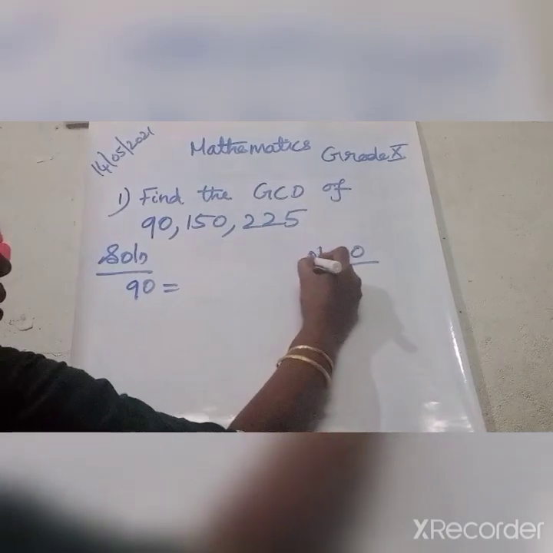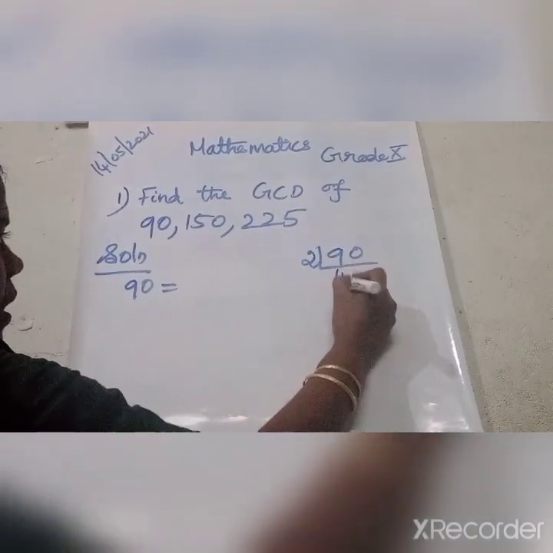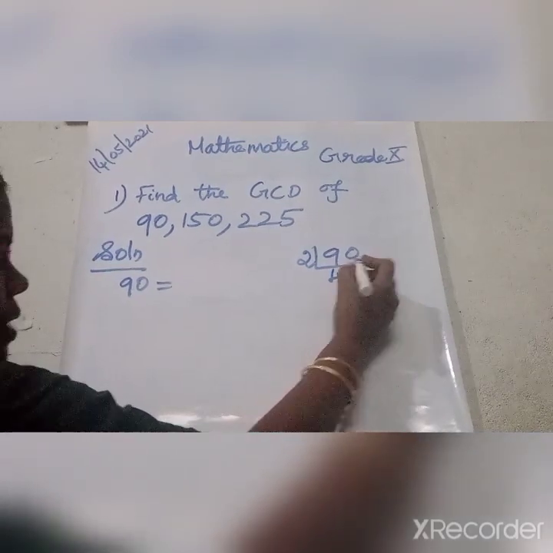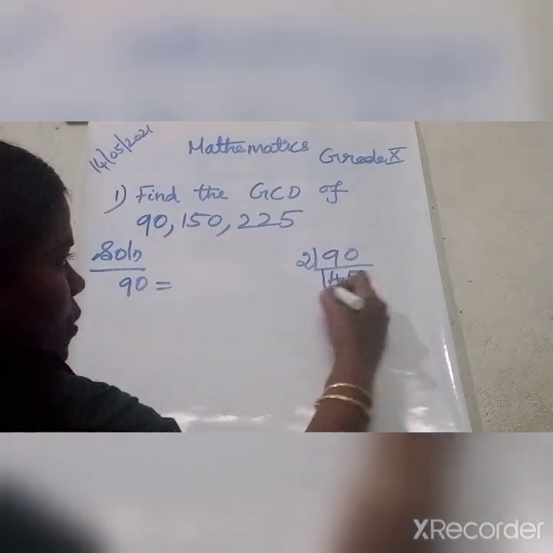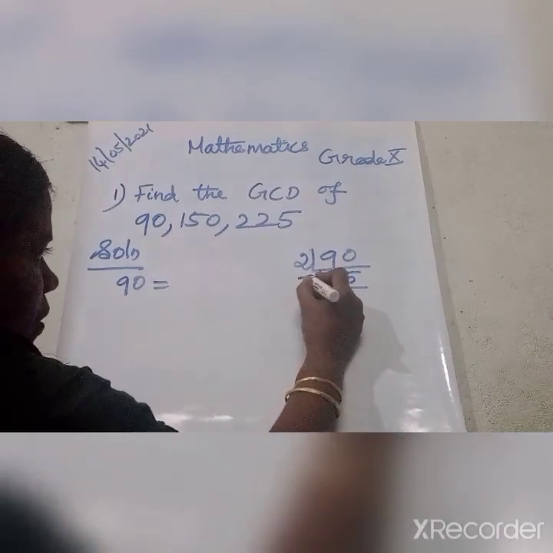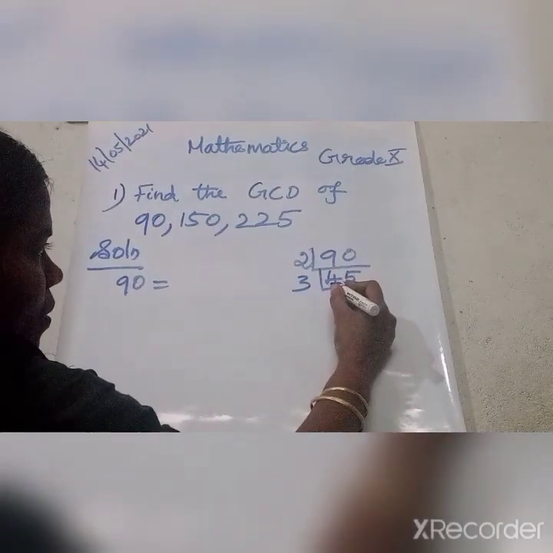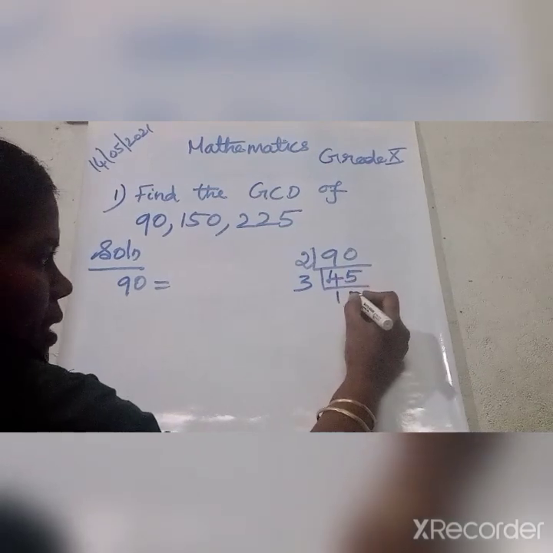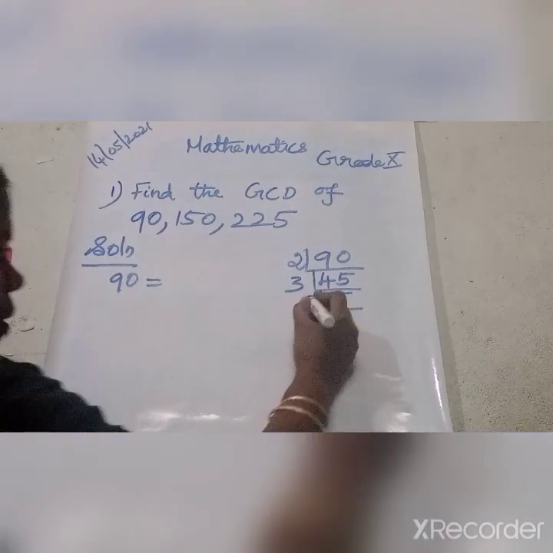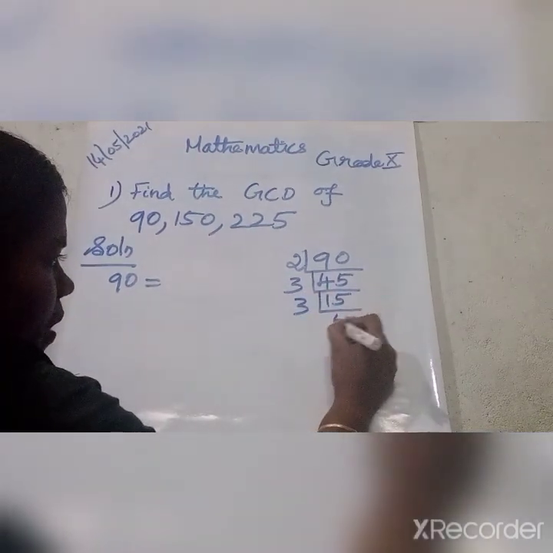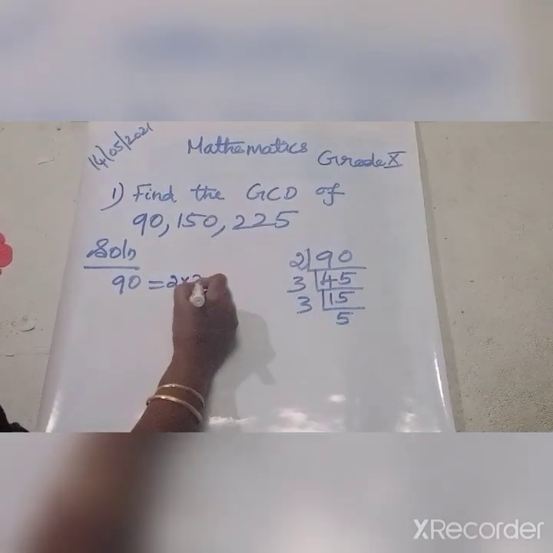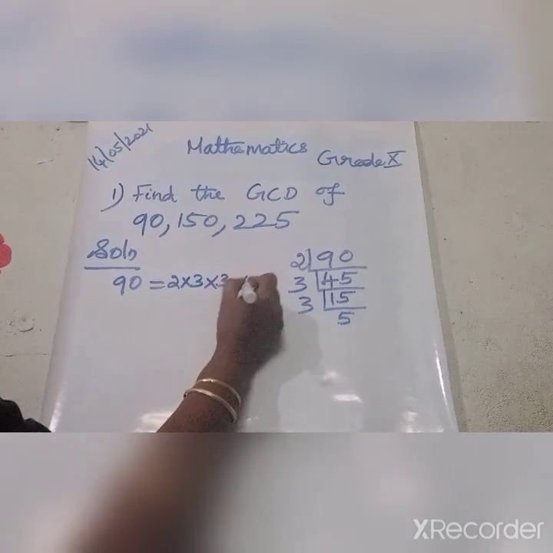Take the smallest prime number, 2 table, 2. 4 2s are 8. One balance is there, 1 and 0 we have to consider as 10. So 5 2s are 10. The 2 table cannot be used again, it is an odd number. Then move to the 3 table. 1 3 is 3. One balance is there, 1 and 5 we have to consider 15. 5 3s are 15. For the 3 table it is possible. So 3 5s are 15. So this 90 can be written as 2 into 3 into 3 into 5.